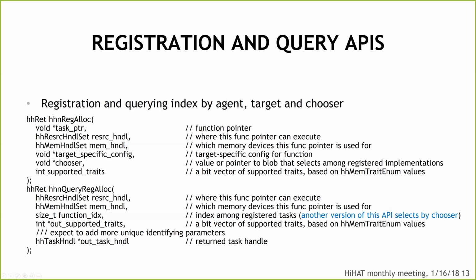This is how you'd register that. Then I may want to turn around and query what it is that's been registered. I can say, tell me how many things are registered for this particular set of execution and memory resources, and then give me the pointer back for the nth one. Or I can say, here's the chooser value that I have, give me the one that matches this chooser value. So there are two different flavors of this; I only showed one here. Any questions on these APIs or how that works?